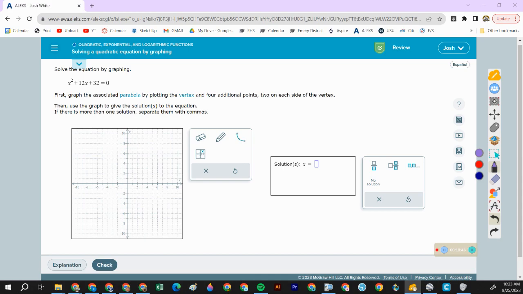We did the negative b over 2a thing already, right? Okay, so this is just a review of that, but this one might have solutions that aren't very nice. So negative b over 2a is going to be negative 12 over 2, which is negative 6. So my vertex is negative 6 something. So I plug in negative 6. So negative 6 squared plus 12 times negative 6 plus 32 is negative 4. So my vertex is negative 6, negative 4.